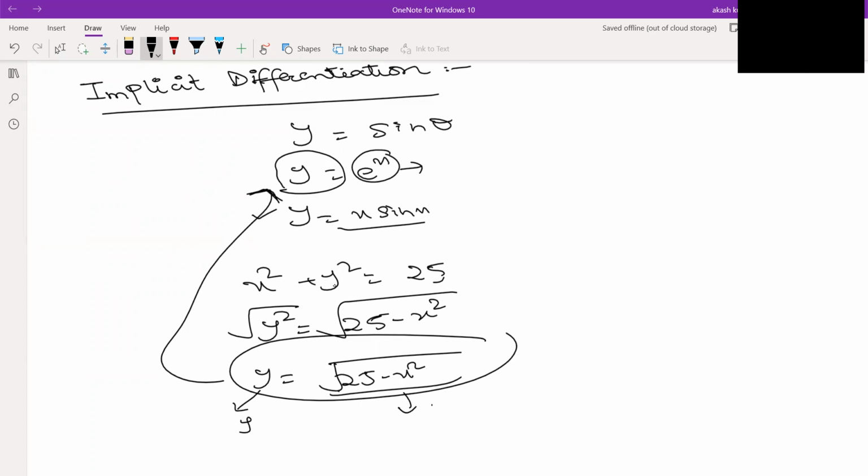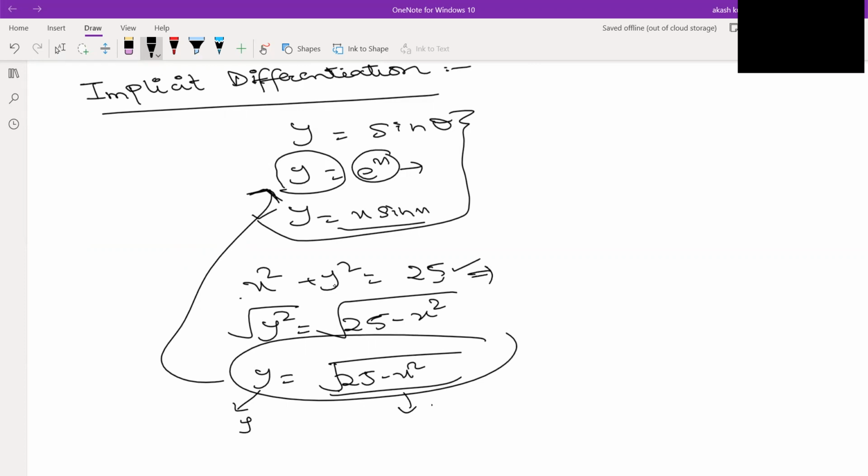In the middle of your explaining, my laptop lagged. So can you please repeat again? Yeah, sure. I was saying that so far we have studied such functions where x was separated, y was separated. If the function comes in this form, that x square plus y square equals 25, then how will we differentiate it?